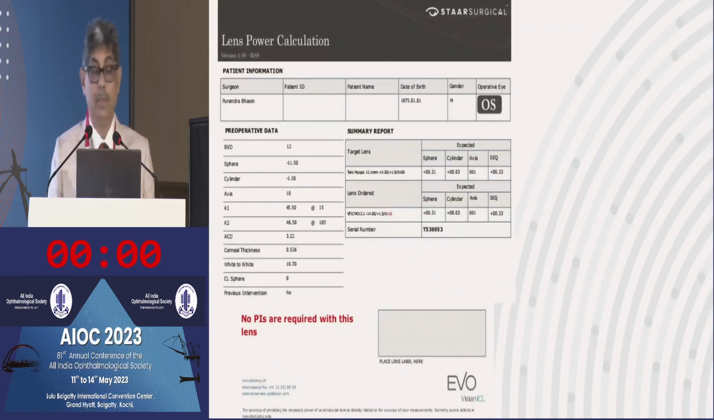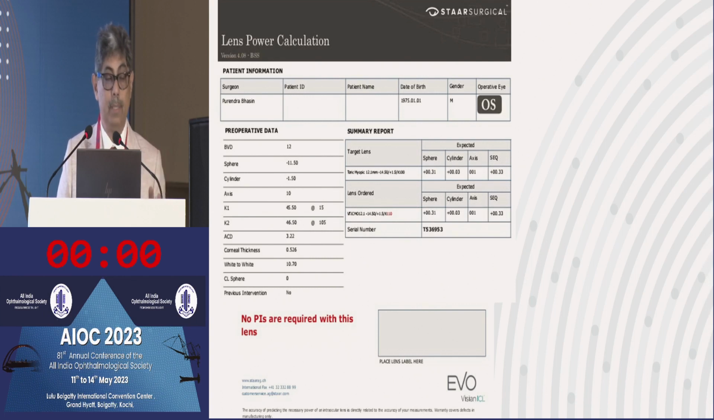Now the ICL comes with this kind of a sheet, wherein you will see all the preoperative workup mentioned over here: what is the spherical power with cylindrical power, what is the axis, what is the keratometry, anterior chamber depth, corneal thickness, white to white measurement. And on the right side, they will tell us which model of the lens, 12.1 millimeter in this particular case, and minus 14.5 diopters with plus 1.5 diopter cylindrical correction. And the expected residual refractive power will also be depicted.